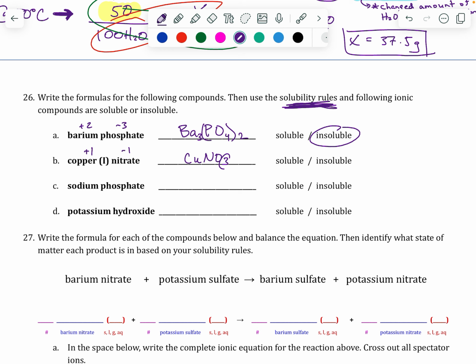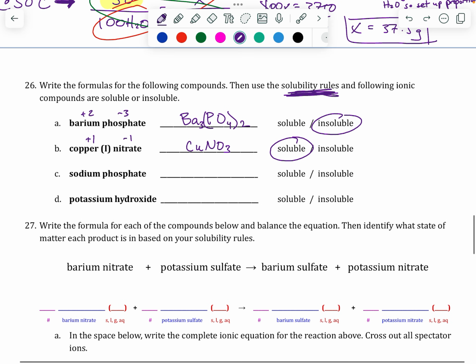CuNO3, right? That 3 is a part of that group, just like this 4 is a part of that group, and it doesn't tell you how many. It doesn't say that there's 3 nitrates or there's 4 phosphates, right? Just, again, a little bit of review. Rule 2 states that any nitrates are soluble, all right? So that is aq. Sodium phosphate, -3.